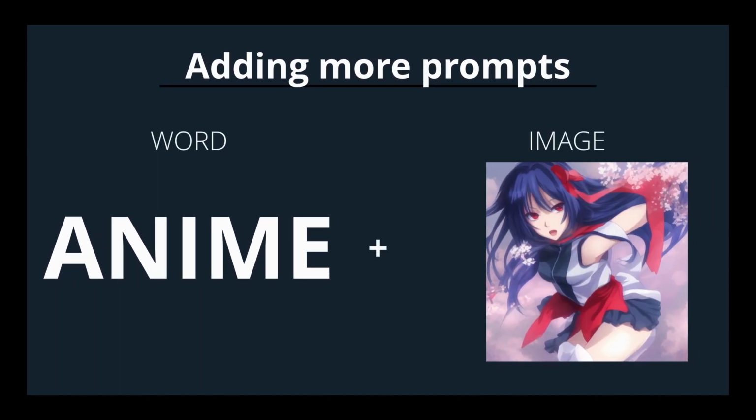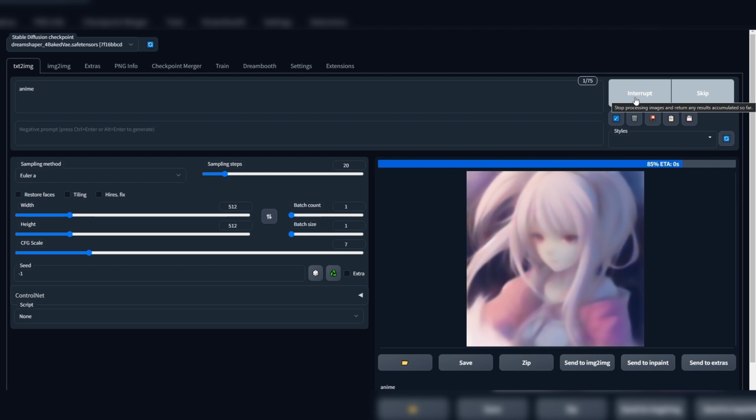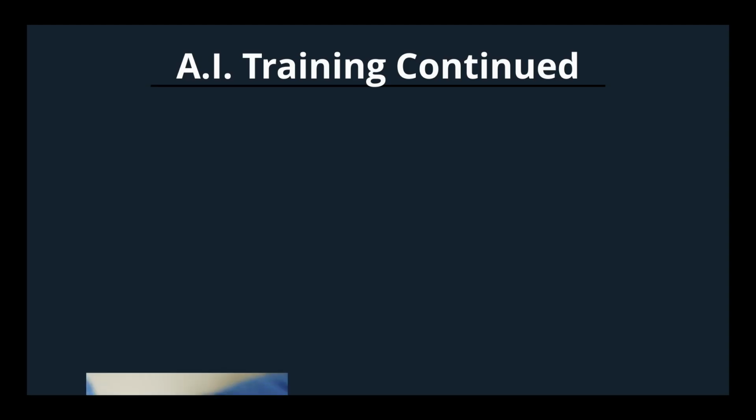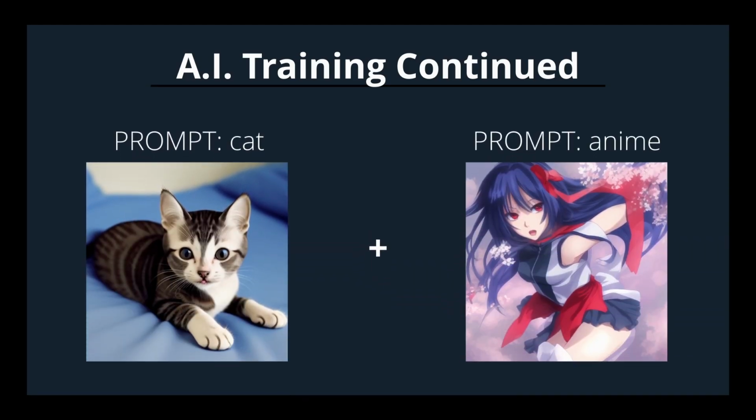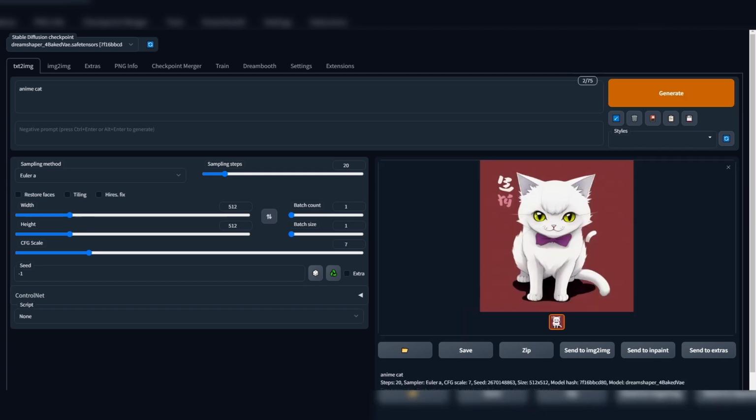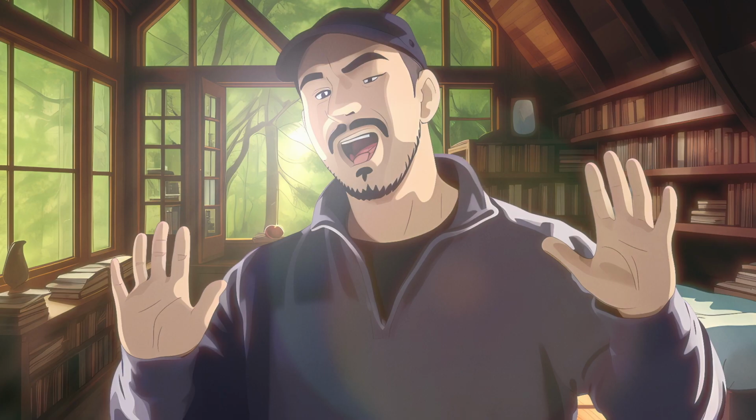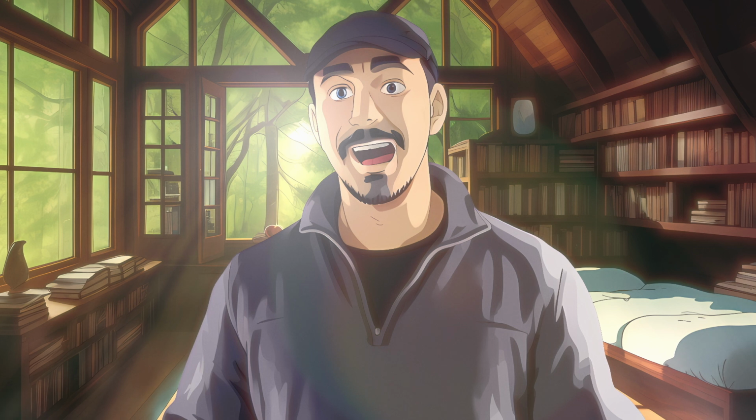So say you have your cat trained model, well you could inject anime pictures and train the AI to associate anime as an art style. Now you can combine cat and anime to give you an anime style cat picture. This is a really simplistic, probably poorly explained version of the text to image process.